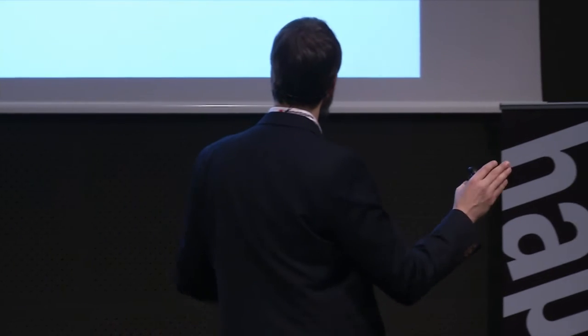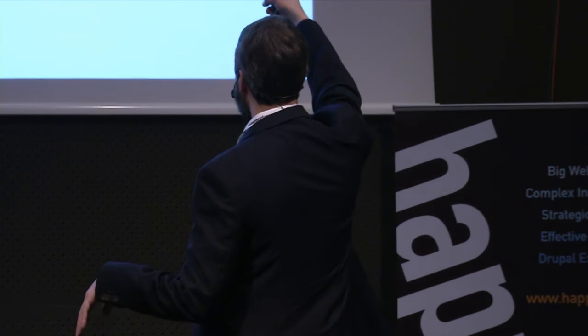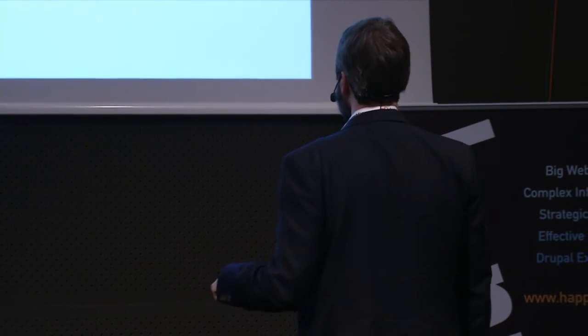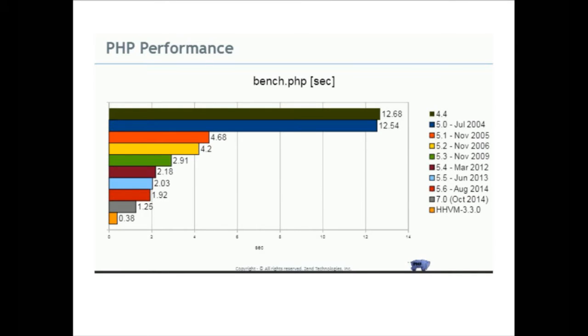Okay, so that's Big Pipe. That's exciting. So here's back to the PHP 7 performance. This is a comparison of all of the PHP versions. 4.4 is what I was using when I started Drupal. We've been with 5 for a very long time. Even the difference between 5.4, which is the red one, 2.18, and 5.6, which is 1.19, that's already a huge performance improvement that will save you thousands and thousands of dollars in hosting if you've got a big site.